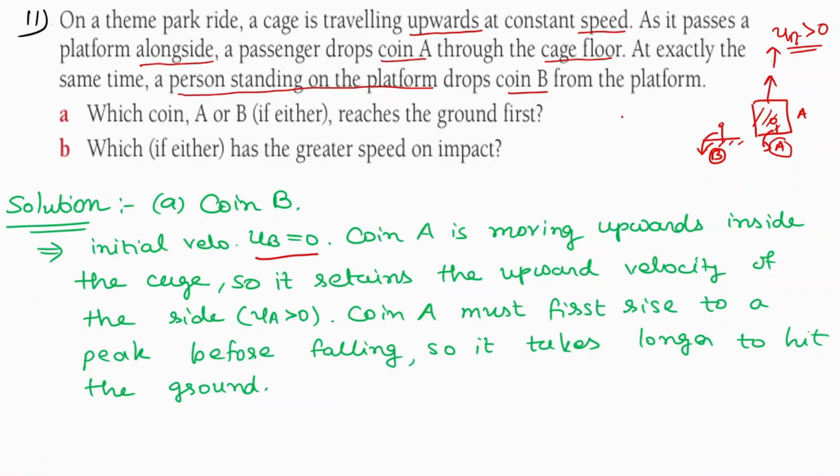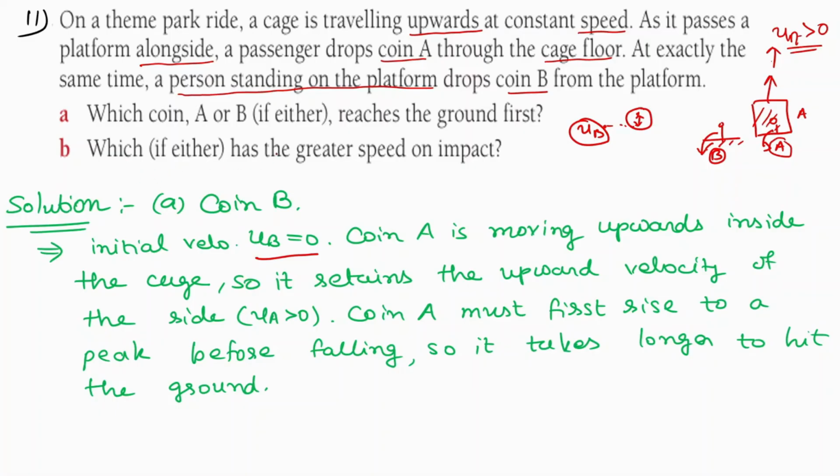That means for B, UB is equal to 0, and UA is not 0. So it has gained some extra height, and it covers a greater distance than B. That's why coin B falls first and then A.